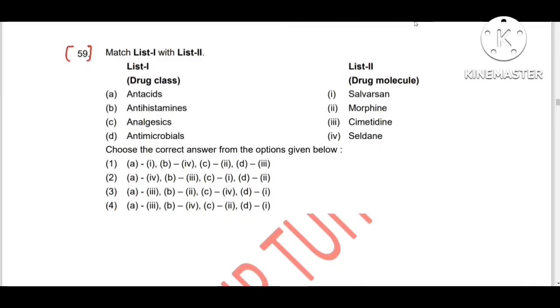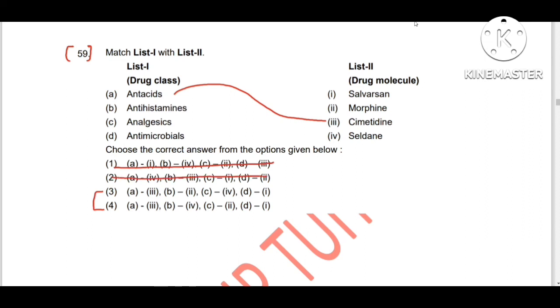Now let us discuss the 59th. Here also match list 1 with list 2. Firstly, go with the familiar one. I go with the antacids. I know the drug of antacid, which is cimetidine. That means A matches with 3. Now let us verify the given options. A matches with 3. Here options 3 and 4 match, so the remaining options you can easily eliminate.